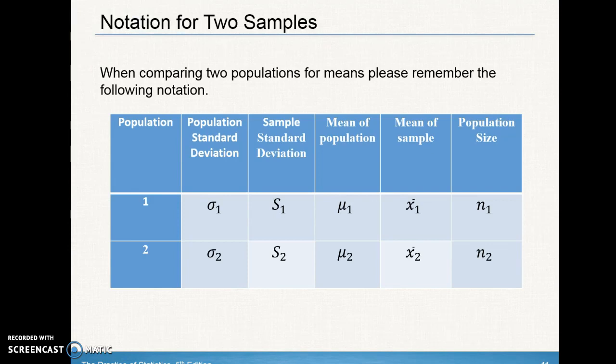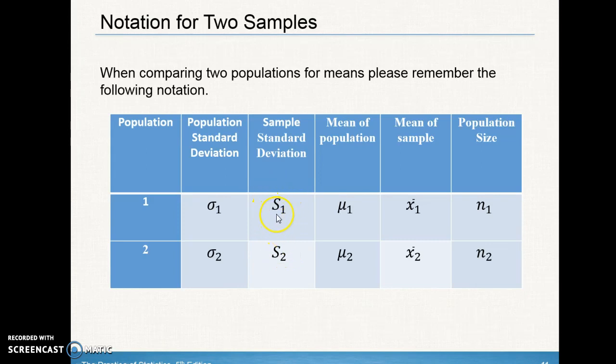So just make sure that you're very careful with your symbols. I just wanted to go over them to make sure you know what they mean. Remember, this is your population standard deviation 1, population standard deviation 2, and it's very important that you define what your population 1 and 2 are, so that when you write these symbols down along with the numbers, the reader knows what you're talking about.